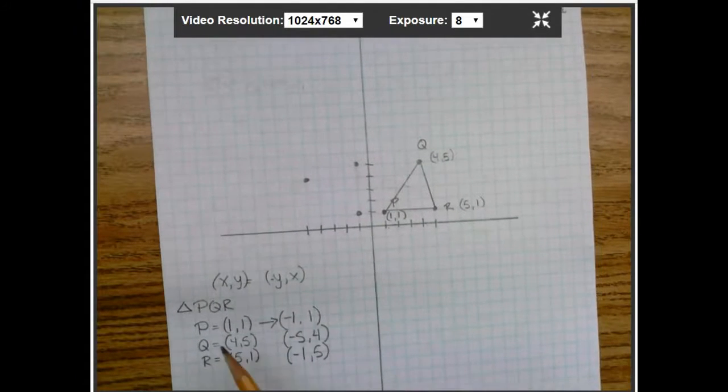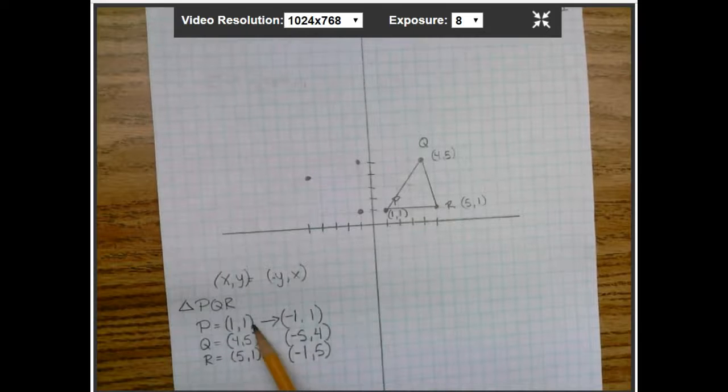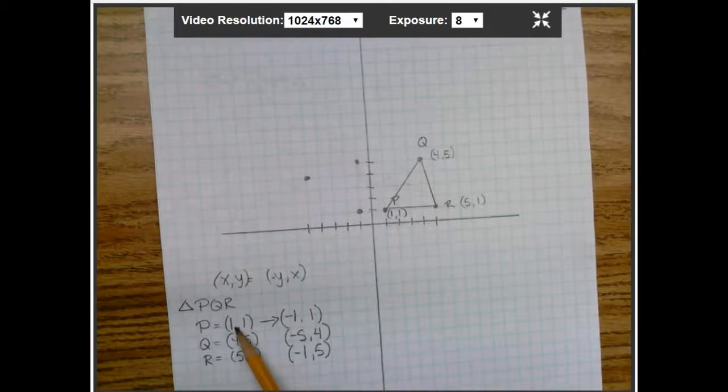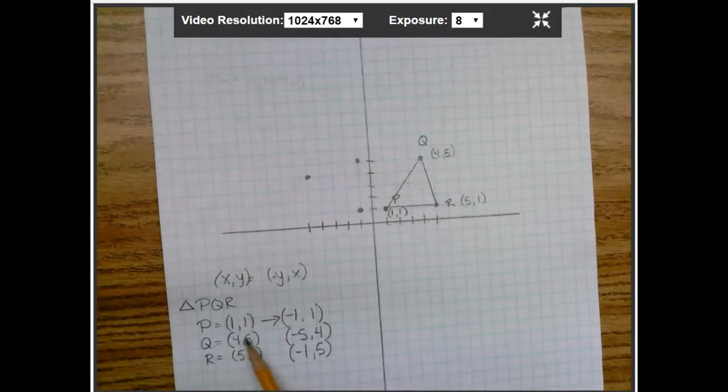So then if we look at them, we have 1, 1. So they switch. It really doesn't matter, right? They're 1 and 1. But then the y becomes a negative 1, and then it becomes the x. So the new points are negative 1, 1. Here, again, they switch. So the y becomes the x, 5. The x becomes the y, 4. We have it over here. Then the y is multiplied by negative 1. So we get negative 5, 4.